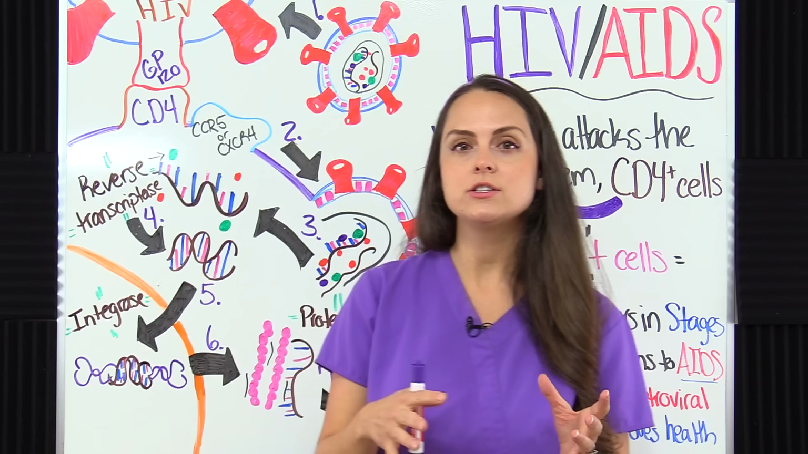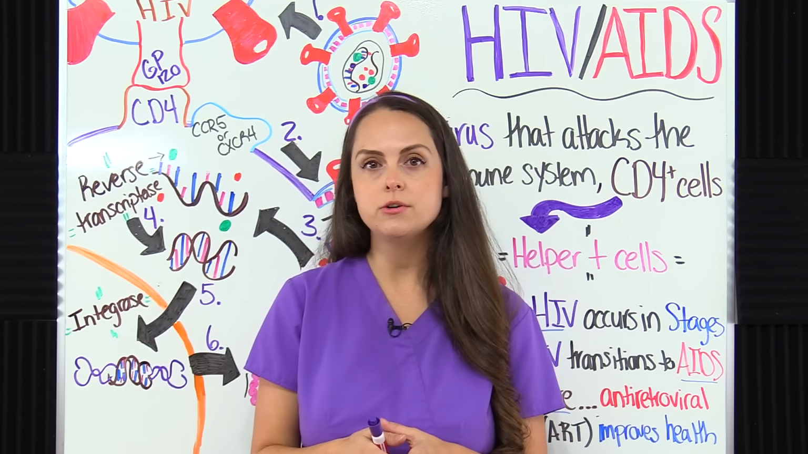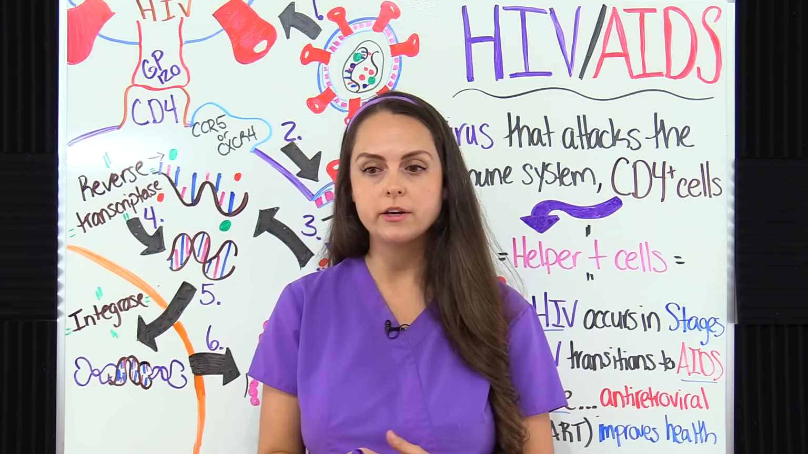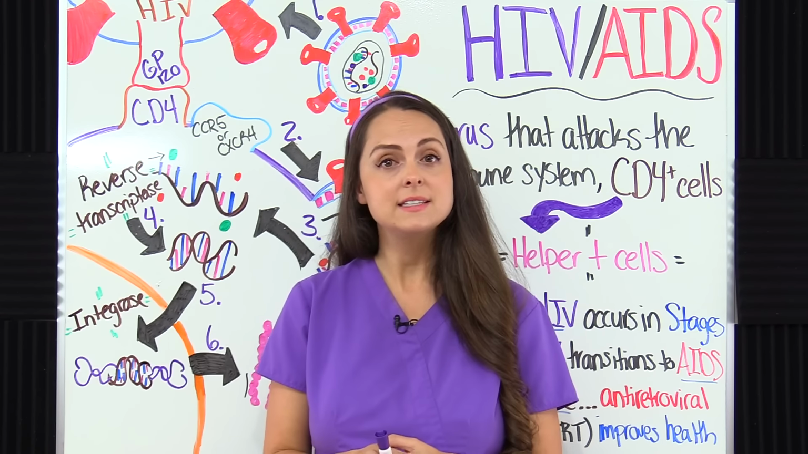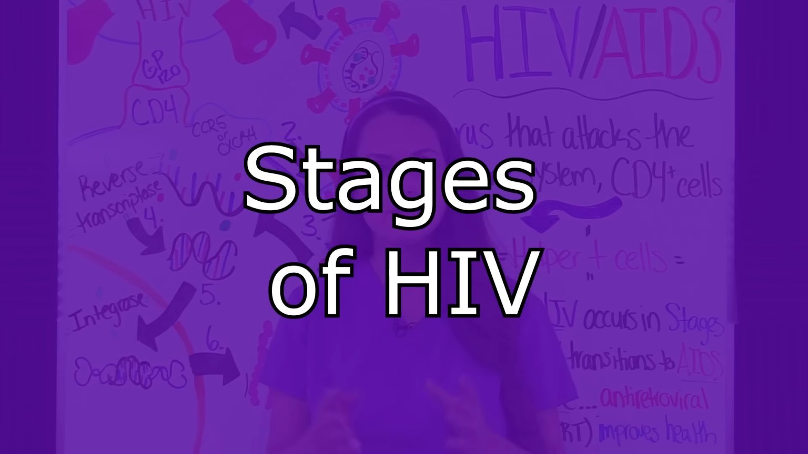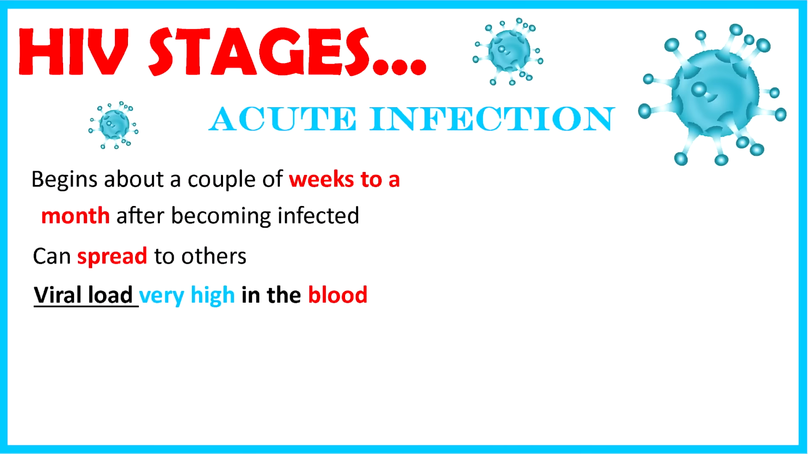So whenever a patient starts taking ART, they want to do it as soon as possible. The earlier we can start, the better. And this leads me into the stages of HIV. So let's take a look at those. So with this, we're going to talk about the signs and symptoms that you could see in each stage along with the testing. So the first stage is the acute stage, and this is acute infection.